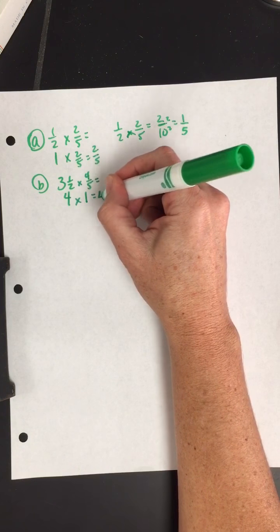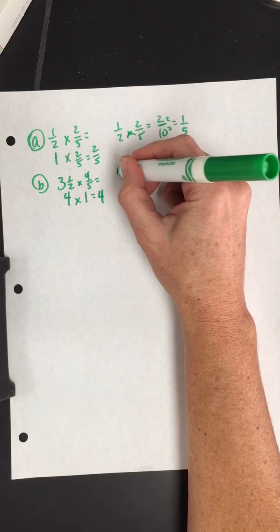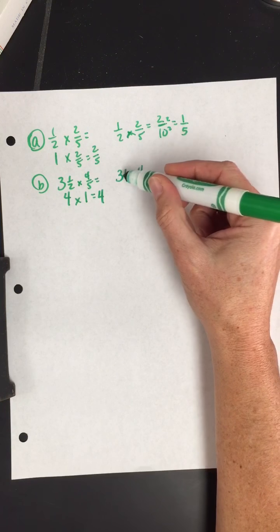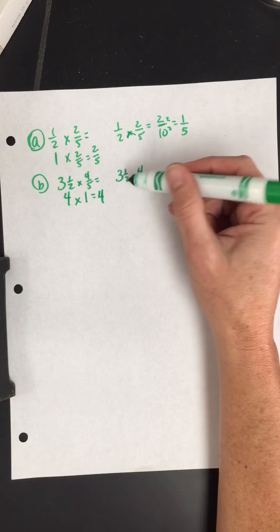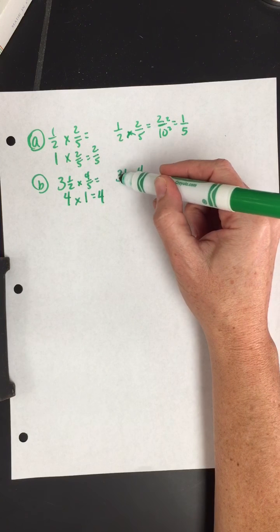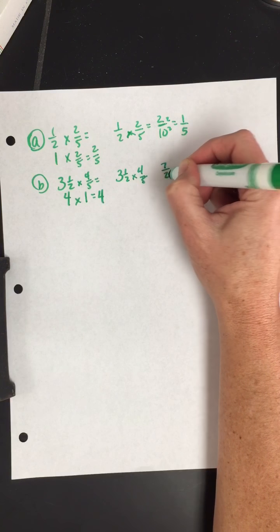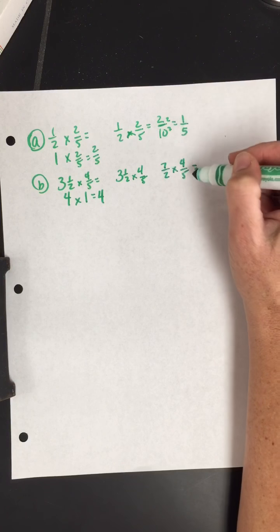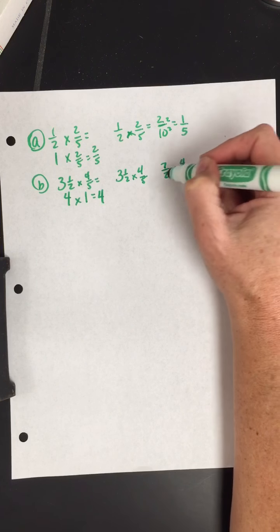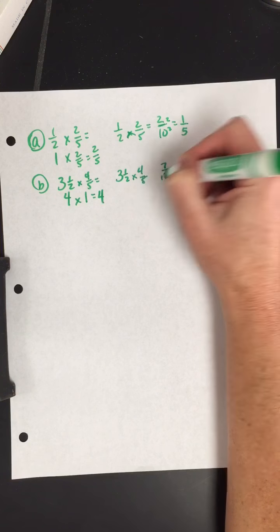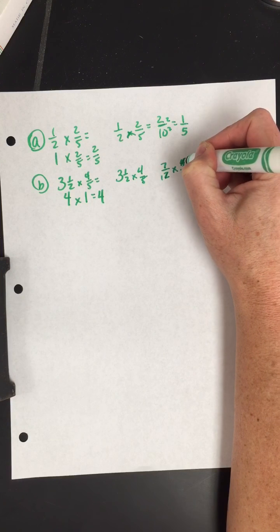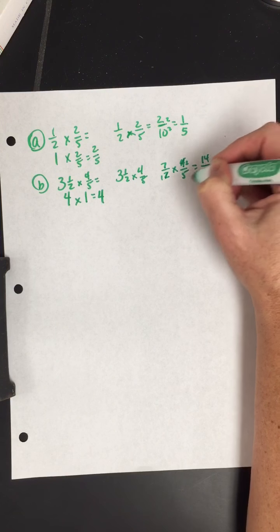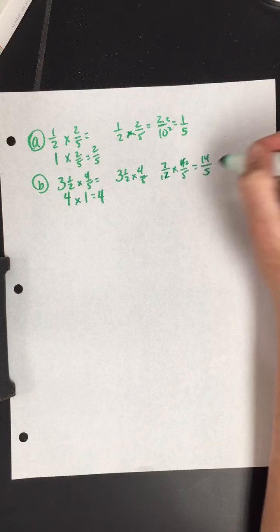So we have 4 times 1 is 4. The actual product, to be able to multiply this, we have to change our 3.5 into an improper fraction. 2 times 3 is 6, plus 1 is 7. Denominator stays the same. We could choose to reduce at this point if we want. We have a 2 and a 4. 2 goes into 2 once. 2 goes into 4 twice. We end up with 7 times 2 is 14. 1 times 5 is 5.